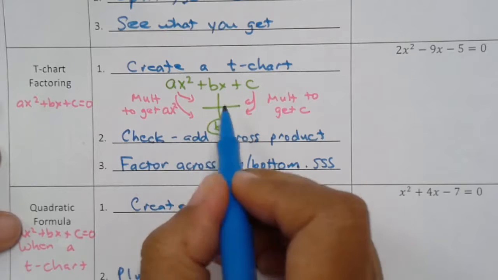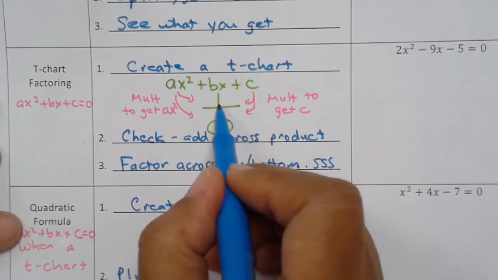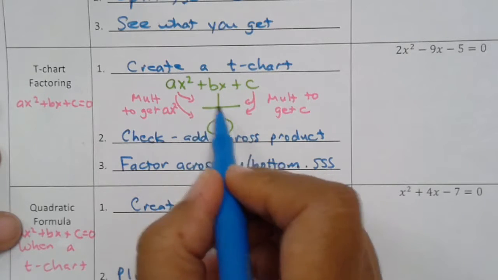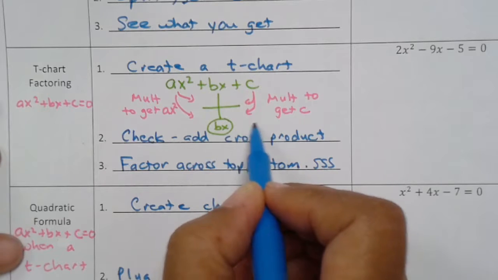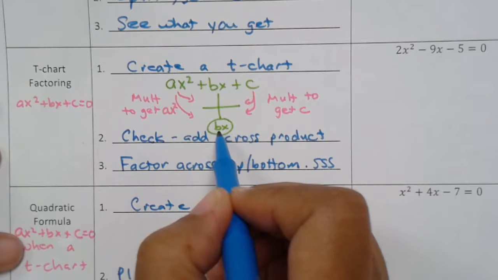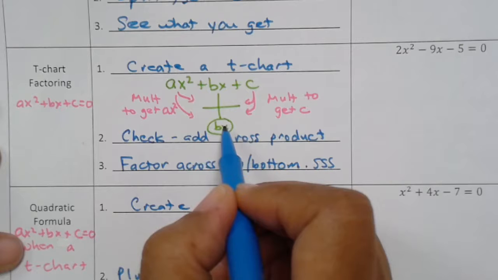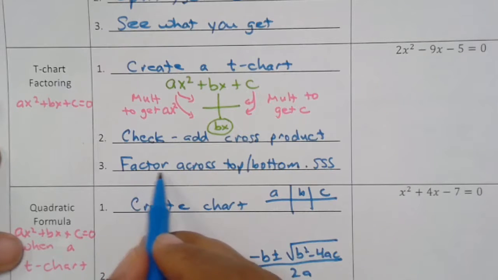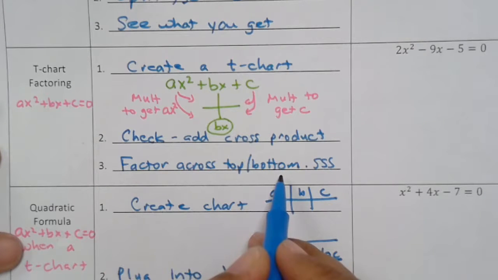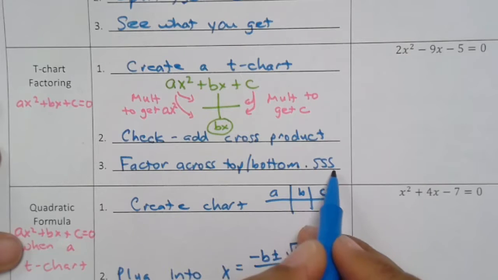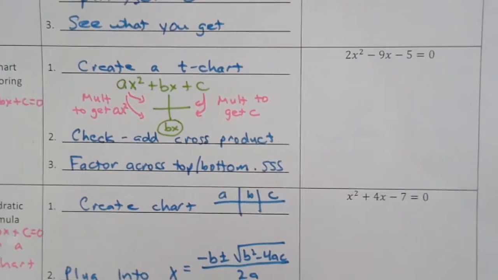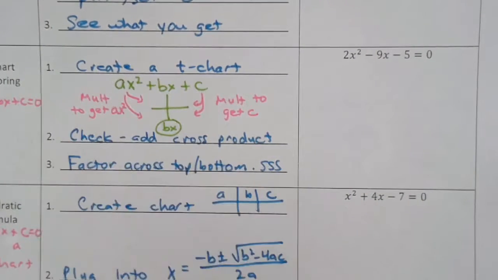And then you check by adding the cross product. You multiply cross diagonally here, and add it up. It needs to add up to be the bx. Once you get that to add up to bx, you have your factors. You write the factors across the top and across the bottom in parentheses, and then you split, set, see what you get. Let's do an example. Go ahead and pause it so you can write this down.